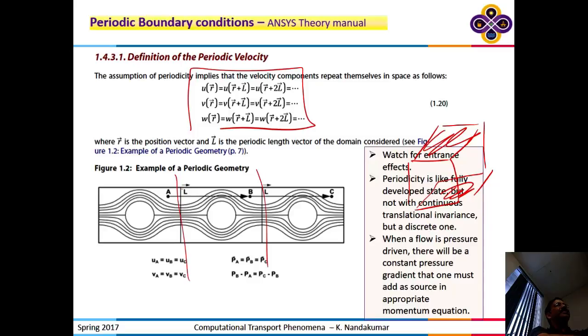COMSOL can calculate both of them. But I think they're coupled, because they're the coupled source of velocity and pressure gradient. Velocities and pressures are coupled through the continuity and momentum equations, right? So if the velocity is periodic, the pressure is expected to be periodic too. But there is a but there.